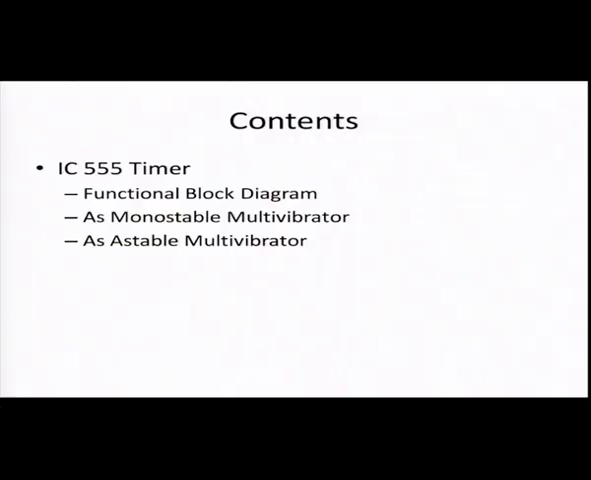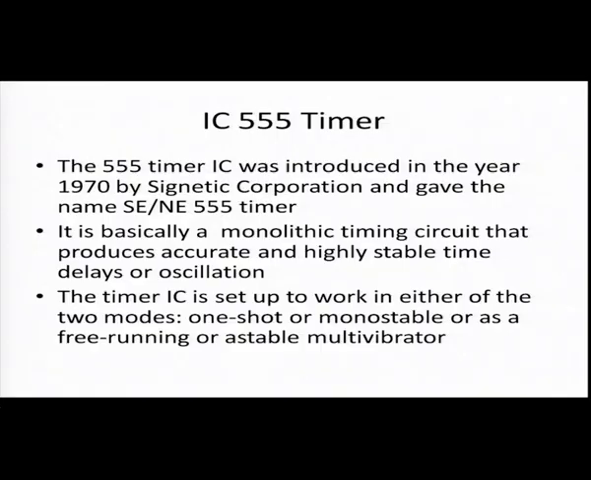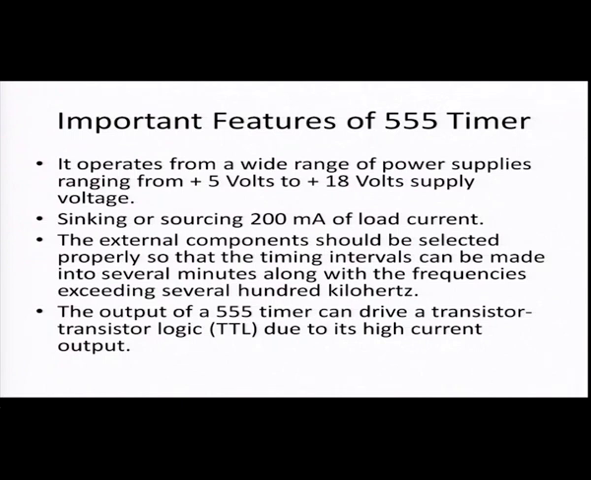Today we are going to see about the IC 555 timer, its functional block diagram, and its use as a monostable multivibrator and an astable multivibrator. This timer was introduced in the year 1970 by Signetics Corporation and was given the name SE/NE 555 timer. It is basically a monolithic timing circuit that produces accurate and highly stable time delays and/or oscillations. The timer IC is set up to work in either of two modes: one shot or monostable multivibrator, or free running or astable multivibrator.